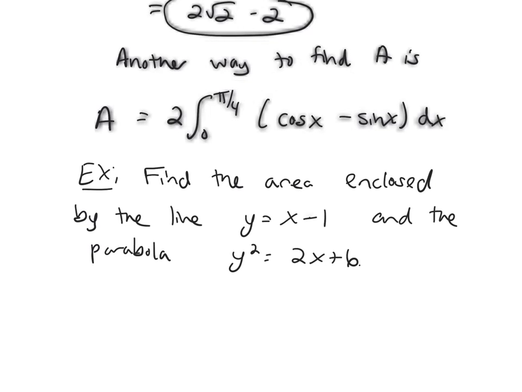So you might want to start by picturing what these things are. Y equals x minus 1, it's a line. This one's a parabola, but the square is on y, so it's going to be a sideways parabola, one that opens up either left or right.